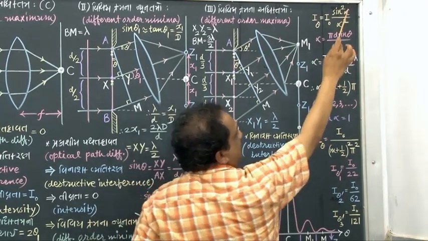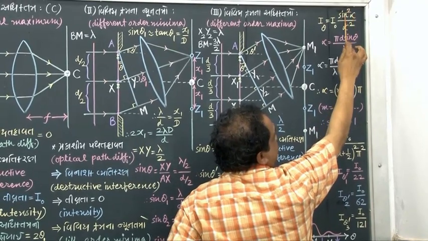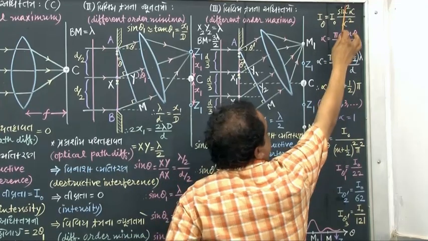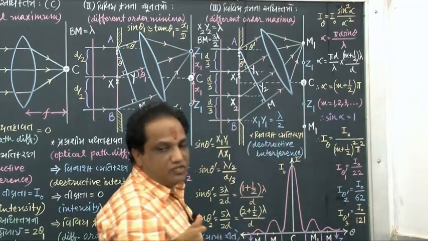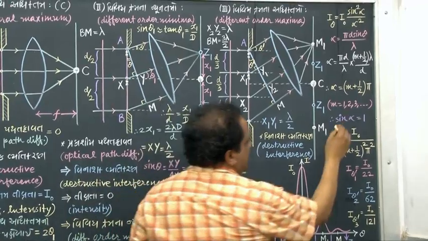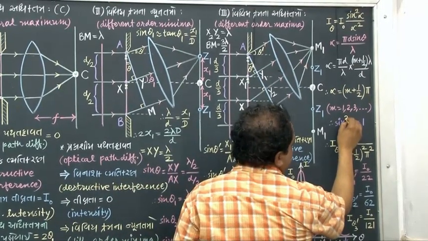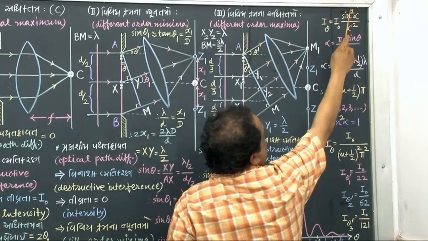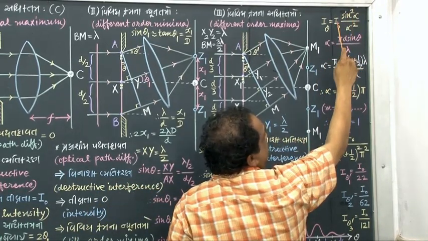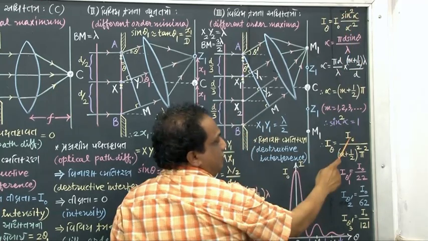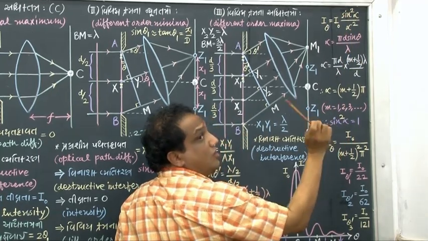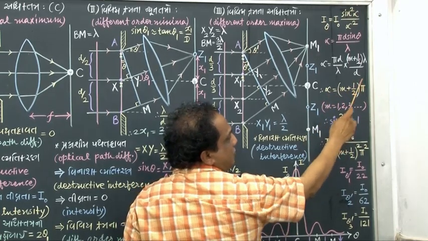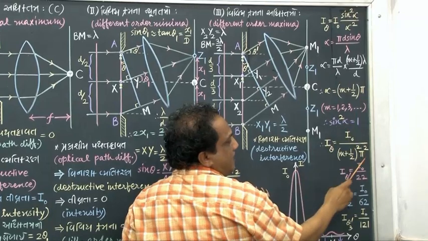When you substitute those values here, sin alpha is either plus 1 or minus 1. But sin square alpha is always 1. So when sin square alpha is 1, just put it here, and you get I0 upon alpha square. But alpha square means what? Square of this: m plus 1 by 2 whole square into pi square.